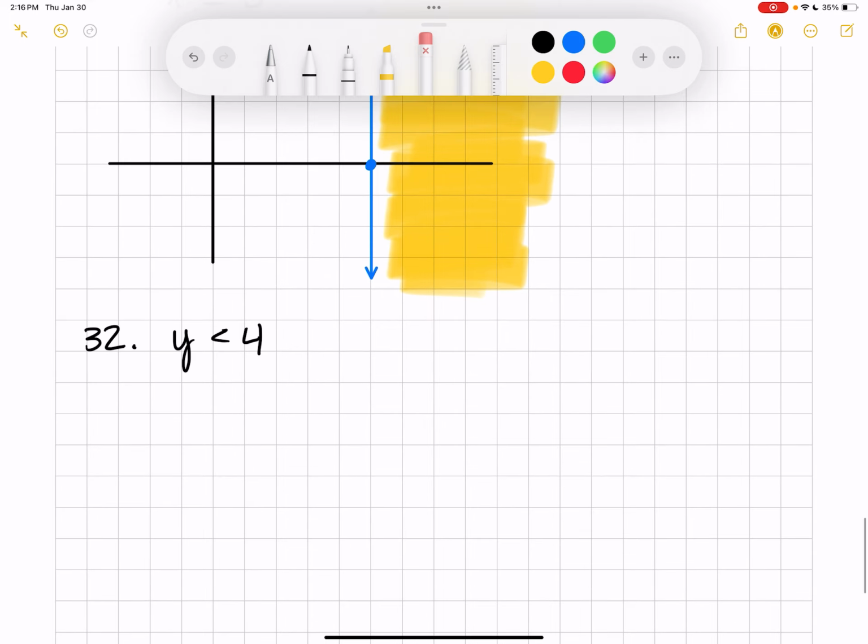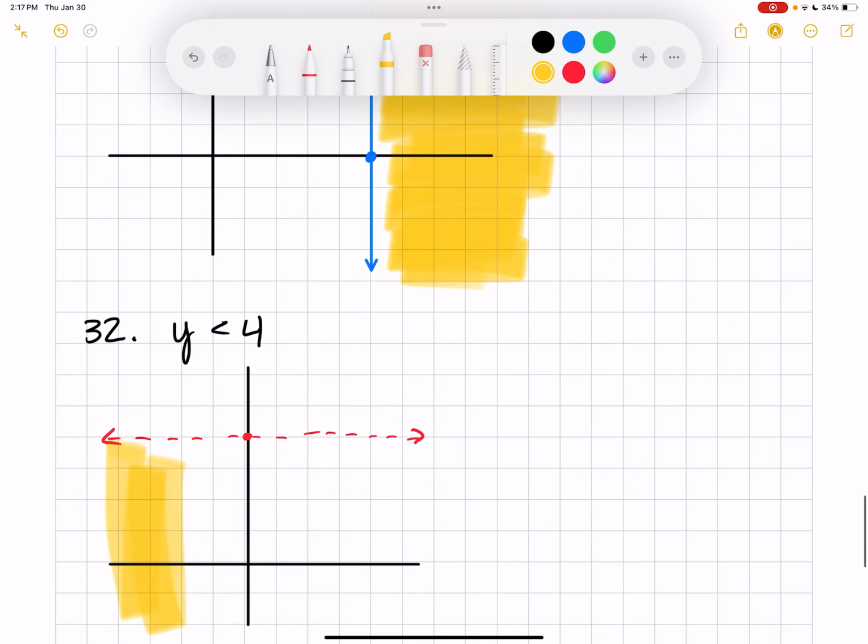So at 4 on the y, I'm going to have a straight line going across. 1, 2, 3, 4. Now, I changed it so it's just less than, so this is now dotted. So it looks like that. Now, y is less than, so where do I shade? Below. If I plugged in 2 for y, 2 is less than 4, so I know I shaded in the right direction.